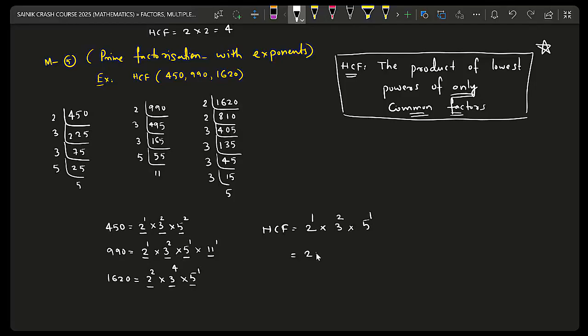2 power 1 is 2, 3 square is 9, 5 power 1 is 5. So you'll get the answer 90. So the HCF of these numbers is 90, and this method is called prime factorization with exponents. This method can be applied for any number of numbers at a time. But the continued division method can be applied only for 2 numbers at a time, whereas this method can be applied for more than 2 numbers at a time. I hope everybody understood.